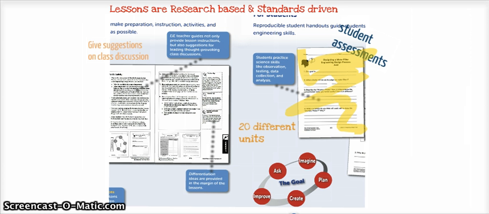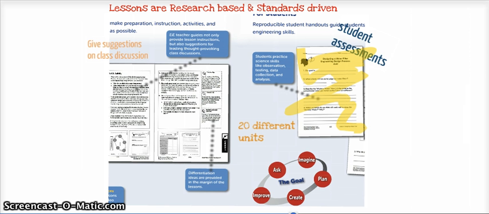There are 22 lessons. Each of the 22 lessons is research-based and student-centered. Each lesson has a plan with various resources available on video and in writing, as well as suggestions for class discussion and student assessment.